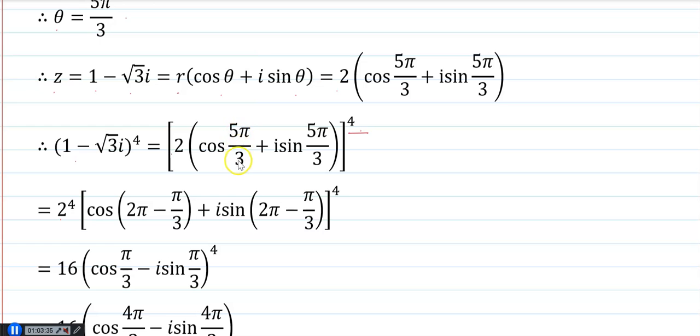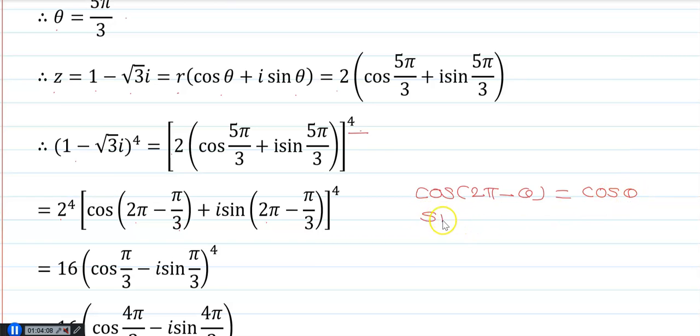Again, cos of 5 pi by 3 can be written as cos of 2 pi minus pi by 3. If you simplify this, what will you get? 5 pi by 3. Similarly, sin of 5 pi by 3 can be written as sin of 2 pi minus pi by 3. Again, by using the result. What is the result? Cos of 2 pi minus theta. It goes in the fourth quadrant. In the fourth quadrant, cos is positive. And therefore, cos of 2 pi minus theta is cos theta.